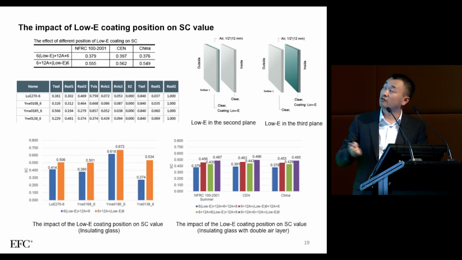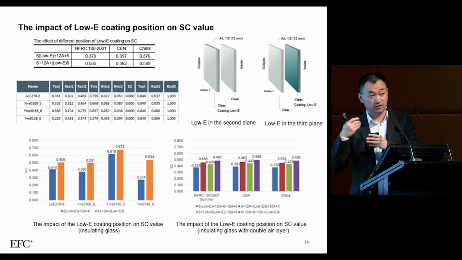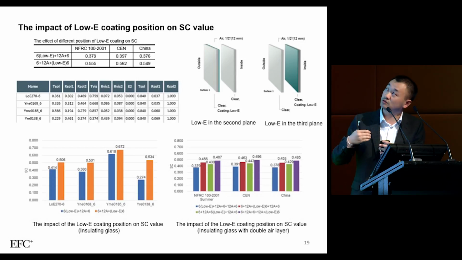And also, for the low E coating, we have 4 different surfaces from outside to the inside of the building. We can say that the very outside of the glass is surface 1, and this one is surface 2, surface 3, and surface 4. The low E coating normally is at surface 2 or maybe at surface 3. But the position difference leads to different SC values.